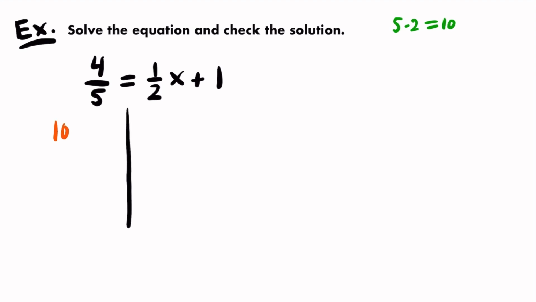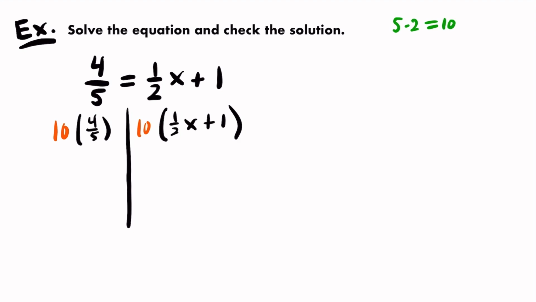We're going to multiply 10 by 4/5 and multiply 10 by this whole side of the equation, all right? Don't just multiply it by 1/2 x, you also have to multiply it by 1. So you're going to multiply it by that whole quantity of 1/2 x plus 1, okay? Always be careful with that. Don't just multiply it by one term, multiply it by all of the terms on each side of the equation.